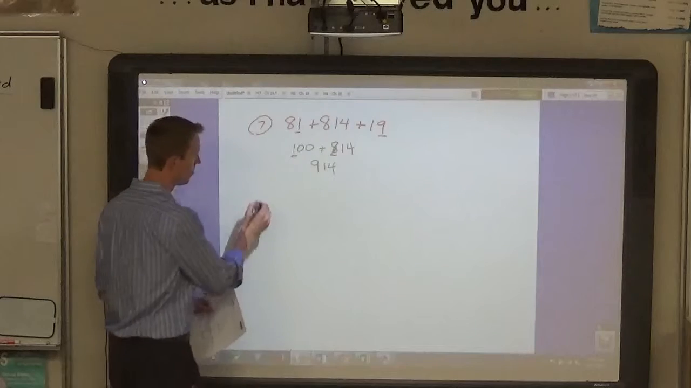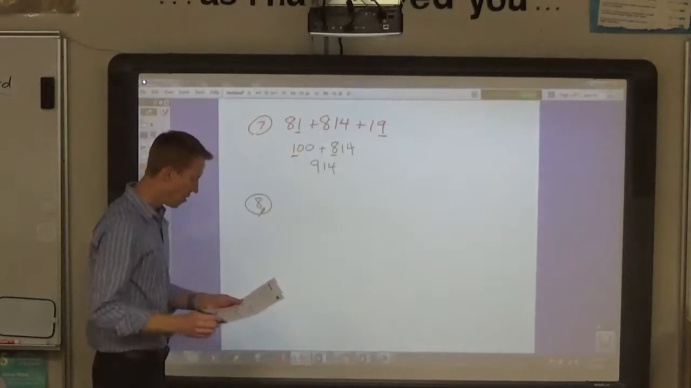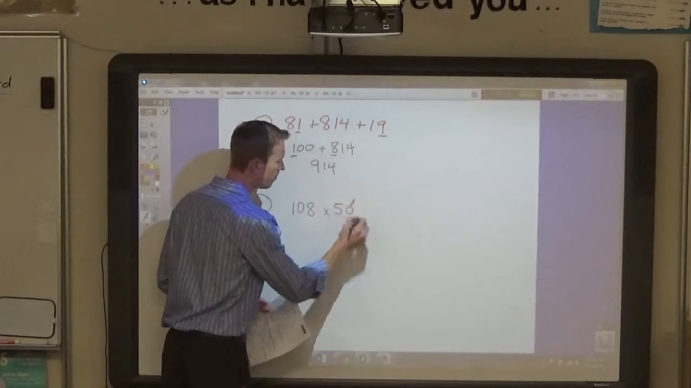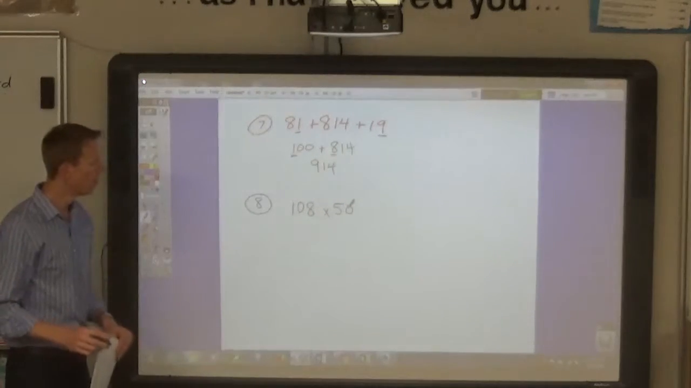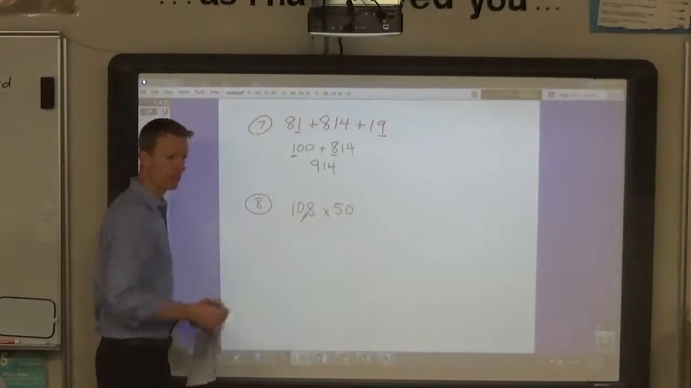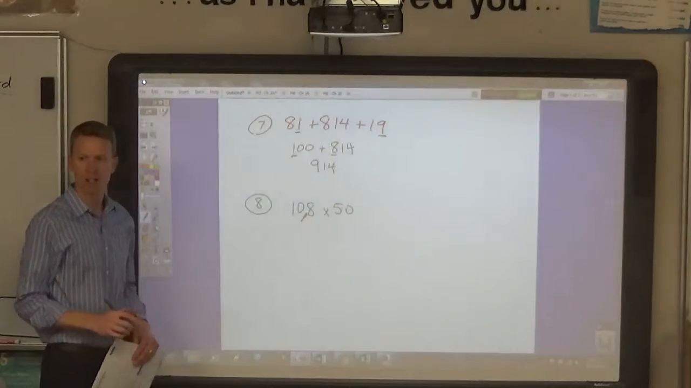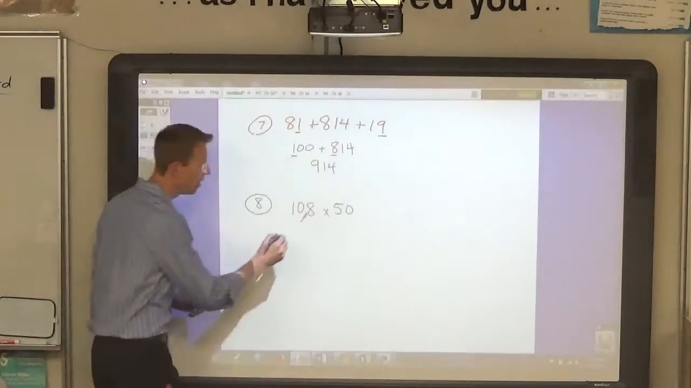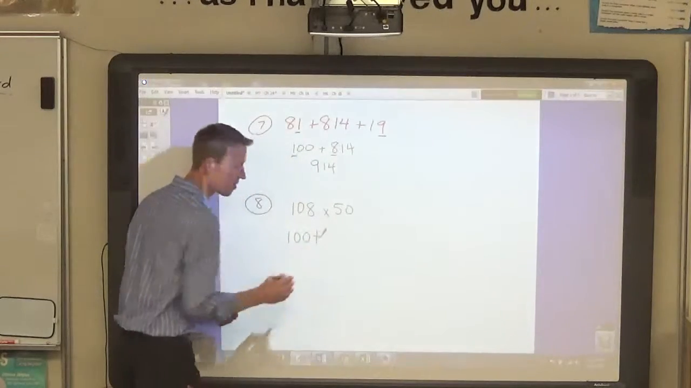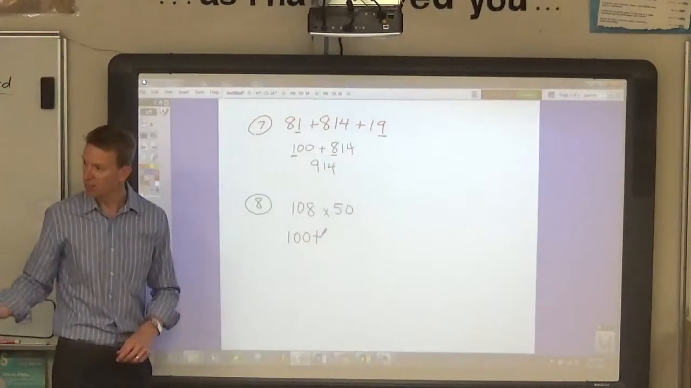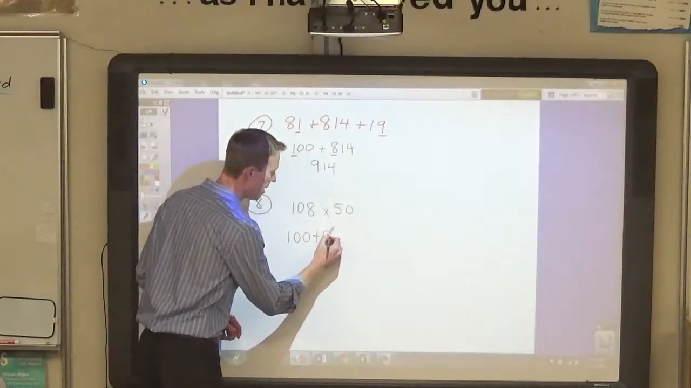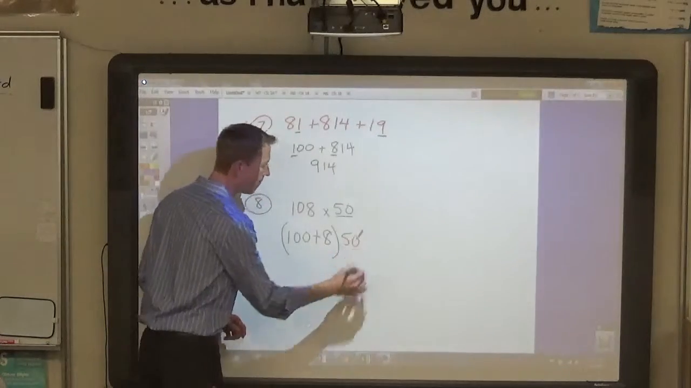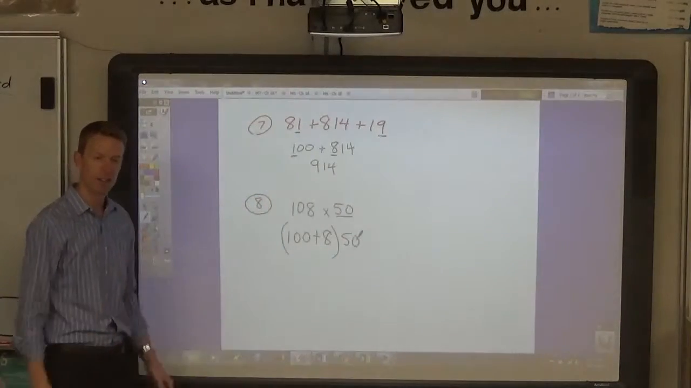Number 8. 108 times 50. How can we write 108 so that it is a power of 10? Yes, 100 plus 8. Now, if we multiply each of these by 50, and then add them together, we can get the answer.